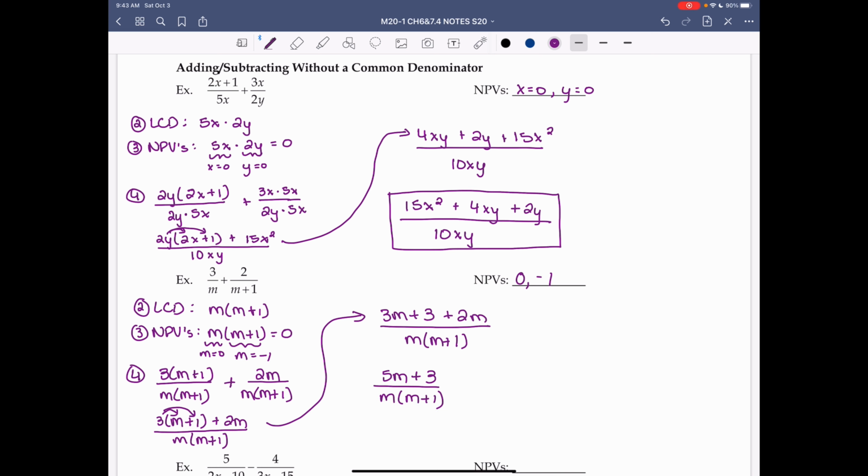And then step 5, can we factor this at all? No. 5m plus 3, there's no common factor. So this is our final answer.